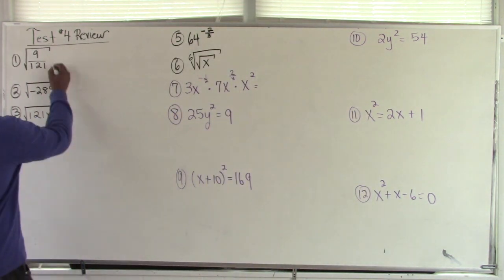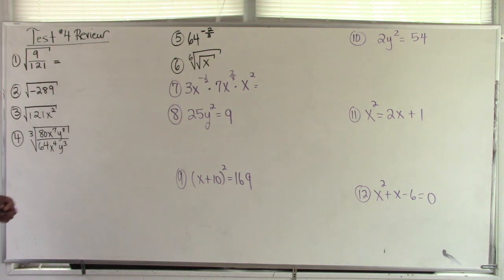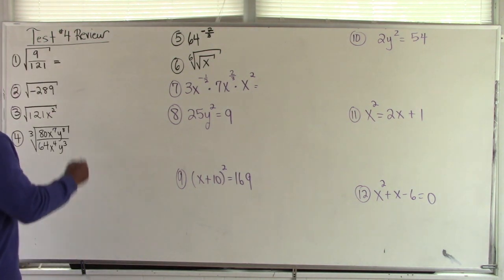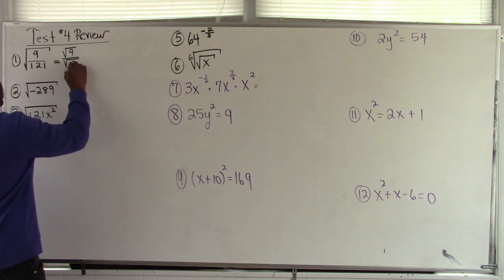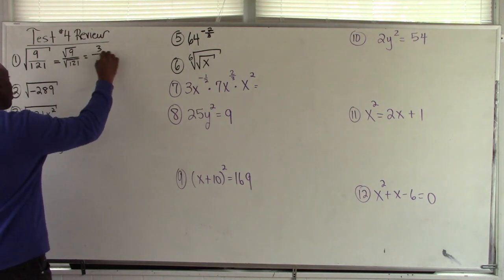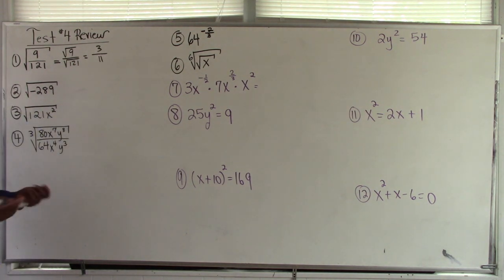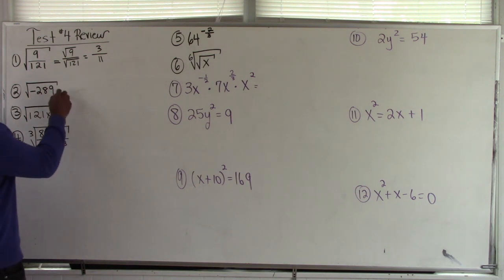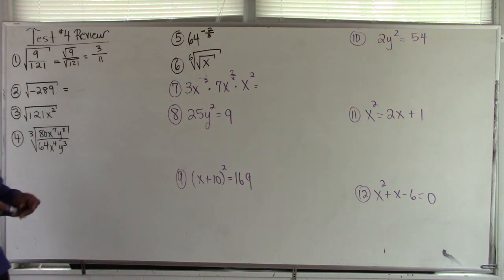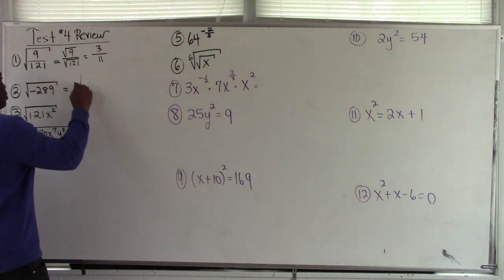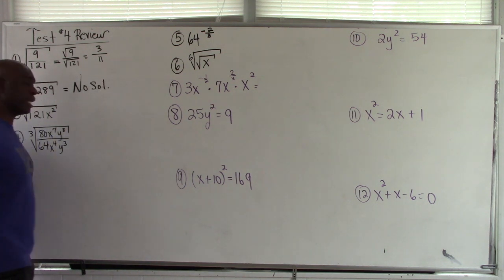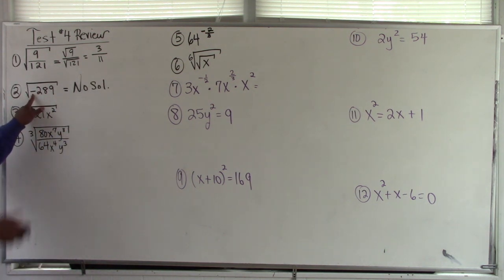Number 1. The square root of 9 divided by 121 equals the square root of 9 divided by the square root of 121, which equals 3 over 11, and that's done. Alright, the square root of negative 289 is no solution. Why? Because we have a negative inside of the radical, and the index is an even number. So this is no solution.